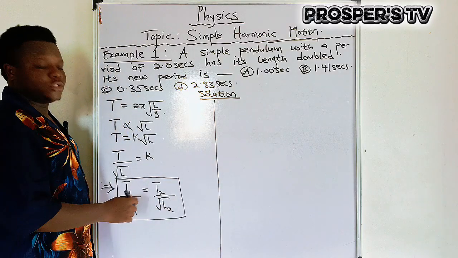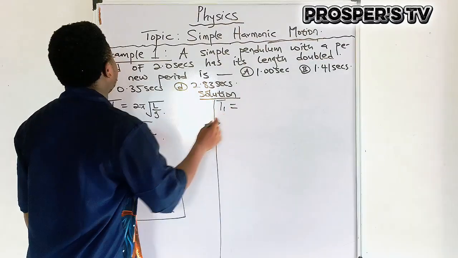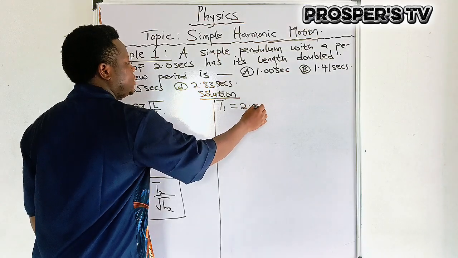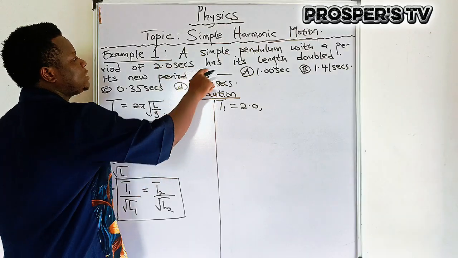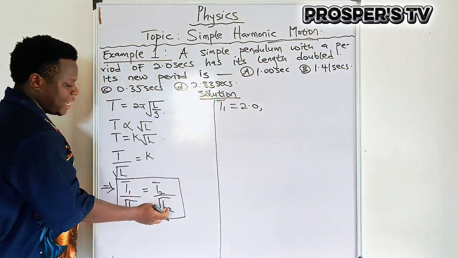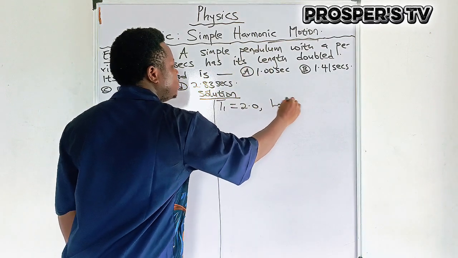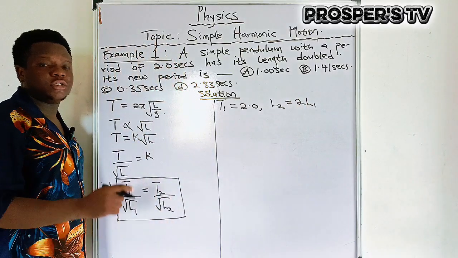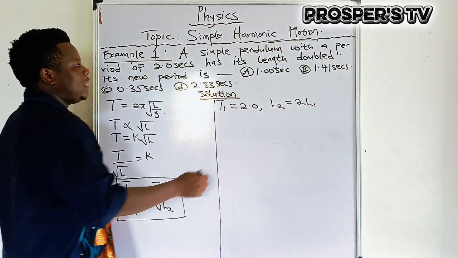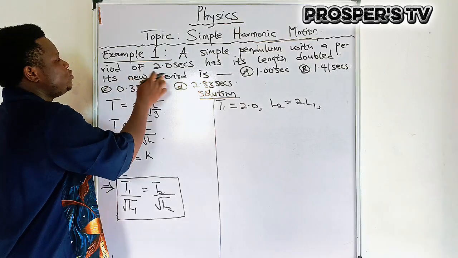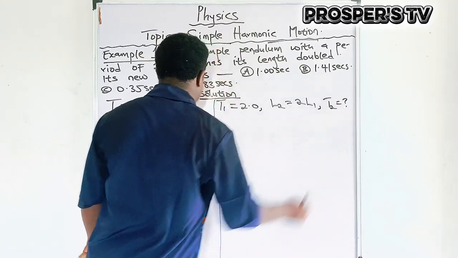So let's bring out our parameters according to the question. T1 is your initial period, which was given to be 2.0. L1, nothing was said about L1. They didn't give us the initial length, but they told us that the initial length was doubled. So we have a new length, L2. If the initial length was doubled, L2 is twice L1. The new length is 2 times the previous length. According to the question, if you change the length, what will be the new period? So we are looking for T2.